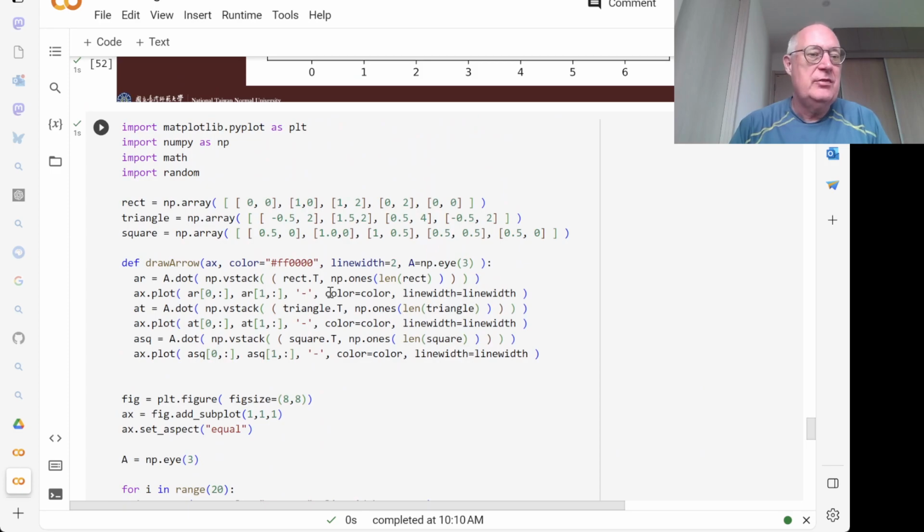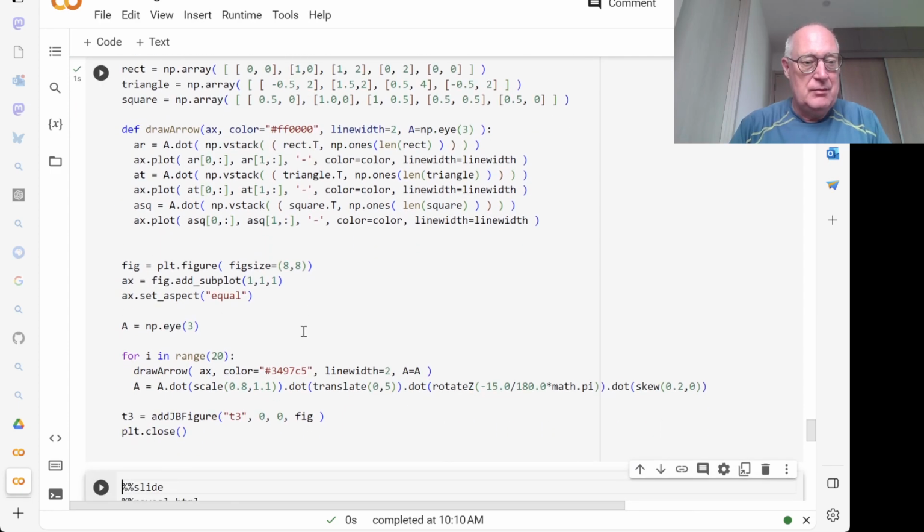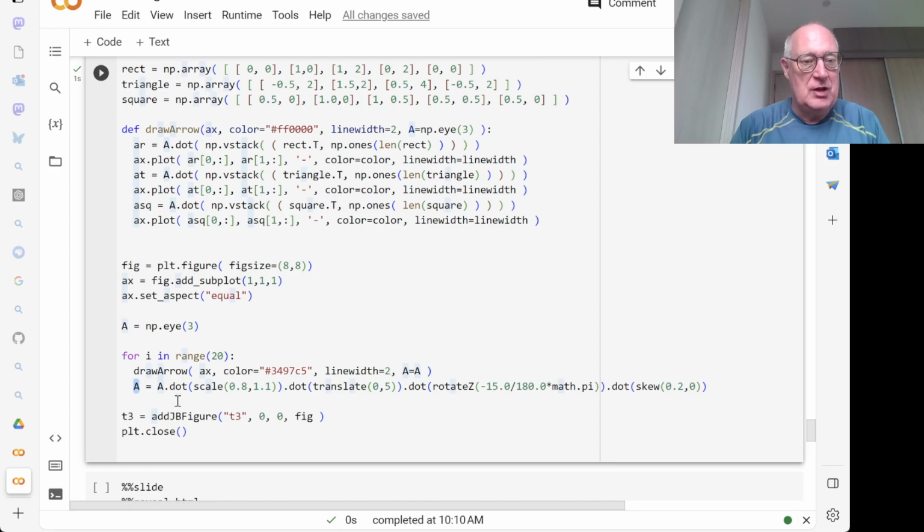So now with this you can do some pretty nice results. Here we can draw our arrow, but now I don't just want to draw one arrow, I draw 20 arrows at the position, and my transformation matrix, I keep changing it. So I take the transformation matrix, scale it by 0.8 and 1.1. So the arrow is going to become thinner and a little bit longer. Then I translate it, and then I rotate it by minus 15 degrees.